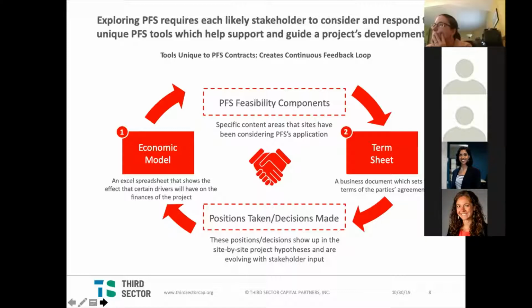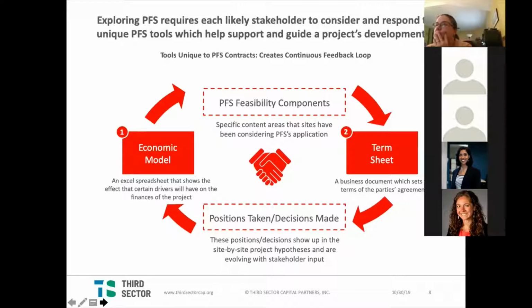And so these factors are shaping two of the primary tools that we've started to talk about across the cohort. One is our economic model, and two is our term sheet. And so today, as we talk about funding, it may be really obvious how funding decisions are informing project economics. But at the end of today's presentation, we're also going to talk about how financing decisions inform that term sheet tool, or the business document, which is setting the terms of the parties' agreement in a Pay for Success project.